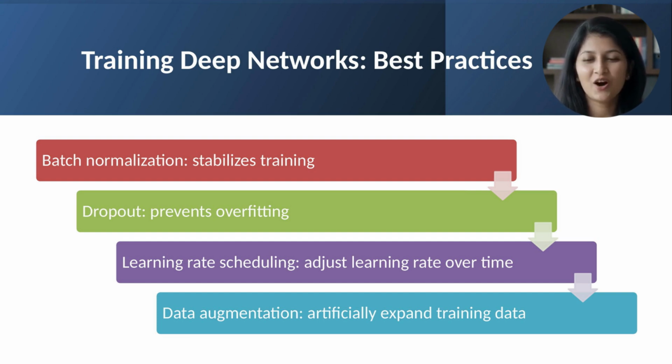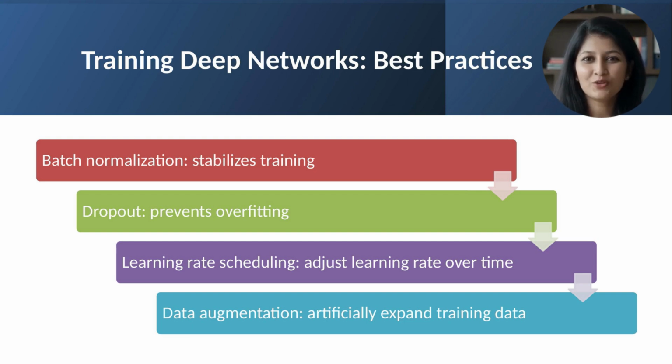Data augmentation artificially expands your training set by applying transformations. For images: random cropping, flipping, rotation, color jittering, scaling. For text: synonym replacement, random deletion, back translation. Each transformation creates a slightly different version of the example, forcing the model to learn invariant features. This is especially valuable when training data is limited.